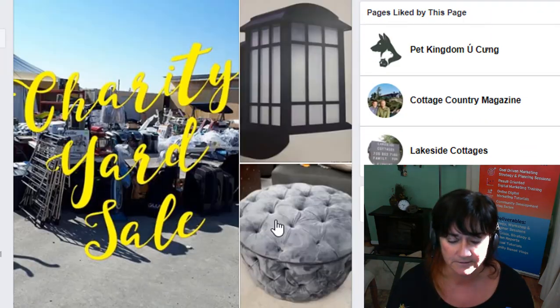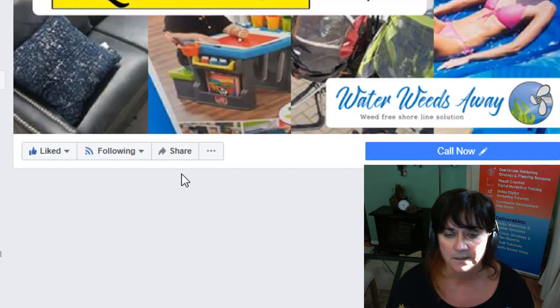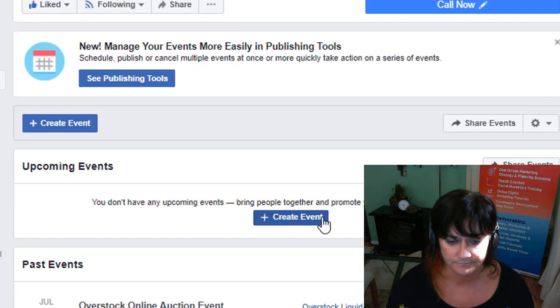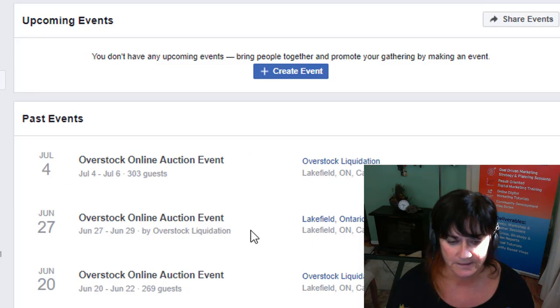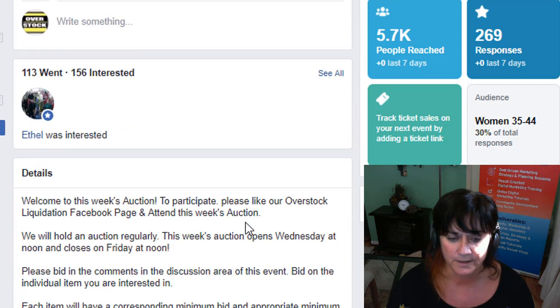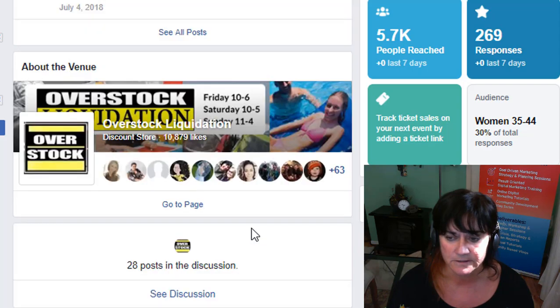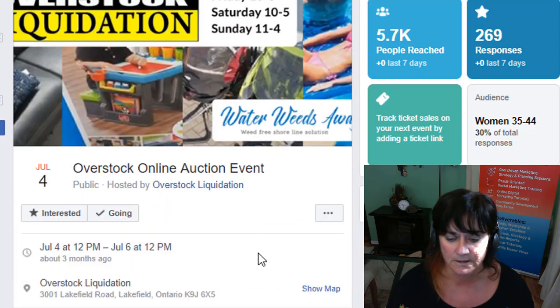So let's just take a look at the charity sale. We used to do an auction as well. I'm going to go to events to see if they still do the auction. Yeah, so they haven't done an auction for a while. It was a lot of work because in the auction we would go in and post all of the products that were going to be part of the auction. So I should give them a call and see what happened.